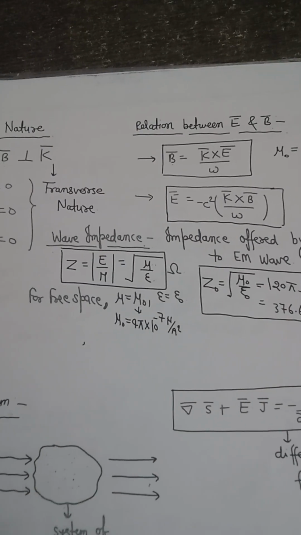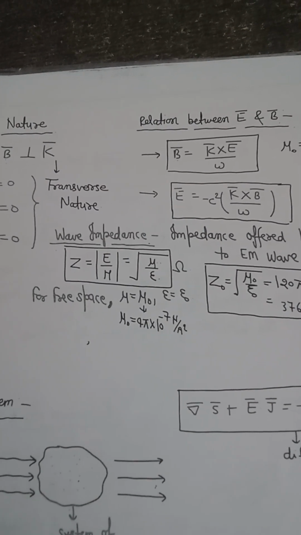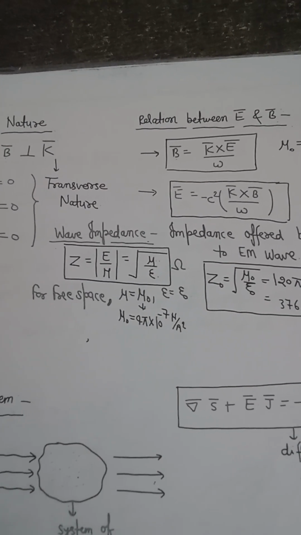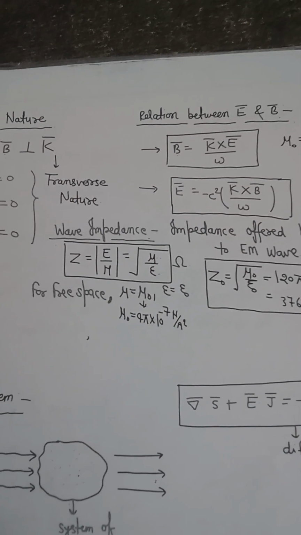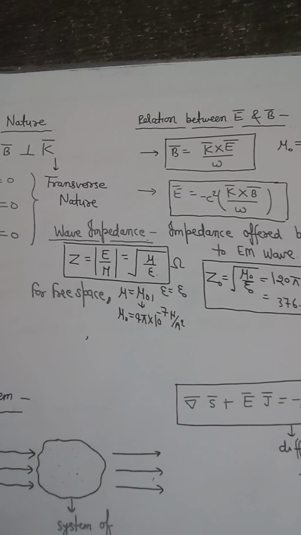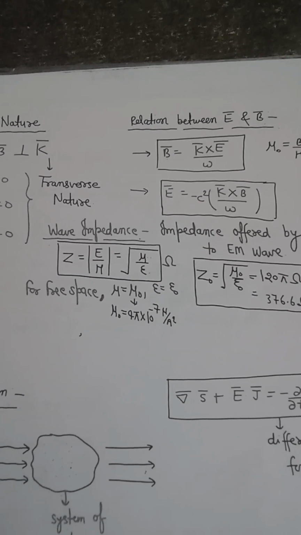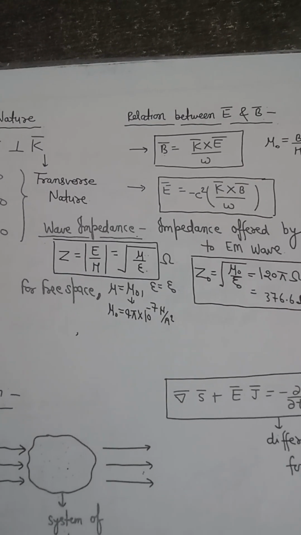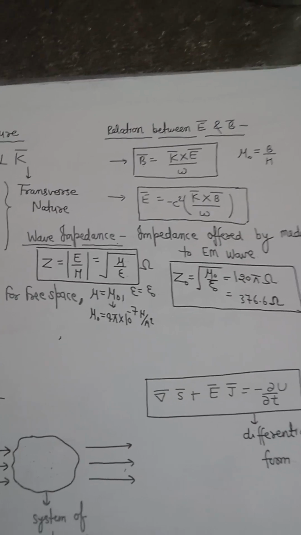Wave impedance is Z = |E|/|H| = √(μ/ε), measured in ohm. For free space, μ = μ₀, ε = ε₀, and μ₀ = 4π × 10⁻⁷.